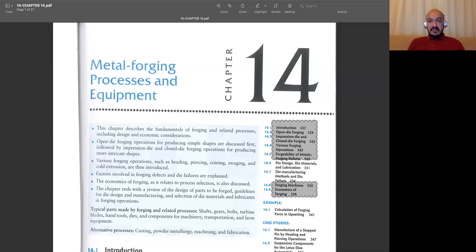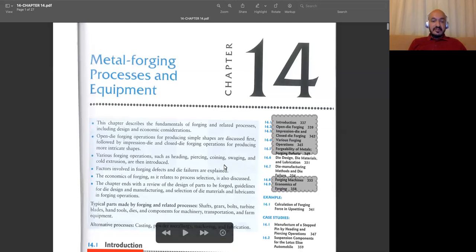Hey, this chapter is about metal forging processes and their equipment. We were talking about some fundamentals of forging processes, and then we'll discuss some types of machines, types of equipment which can be used in these manufacturing processes.